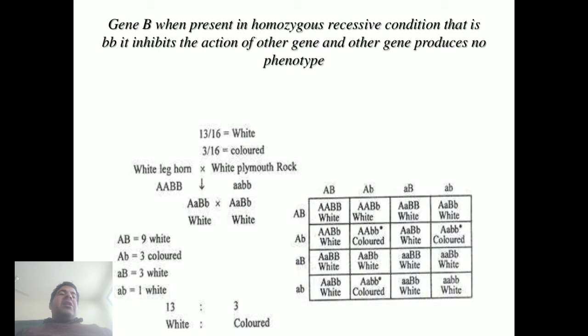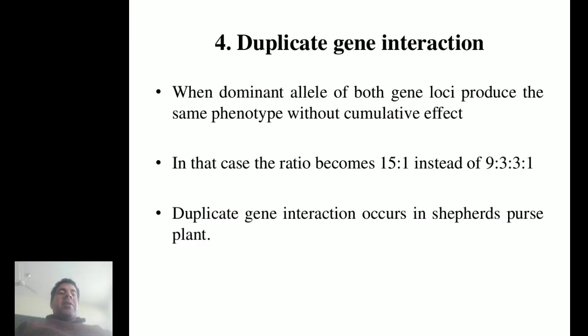For example, gene B, when present in homozygous recessive condition, that is bb, inhibits the action of other genes, and other genes produce no phenotype. You may see here an example of 13 white and 3 colored. White Leghorn AABB, and in the other case, white Plymouth aabb. You may notice that A_B_ is 9 white, A_bb is 3 colored, aaB_ white, aabb white. Overall we get 13 white and 3 colored Plymouth.